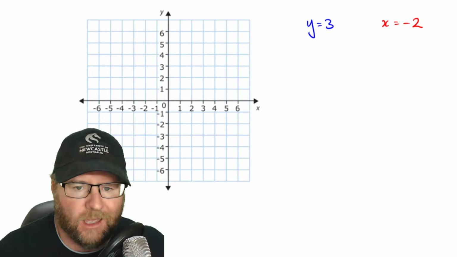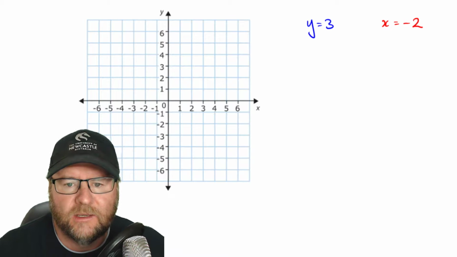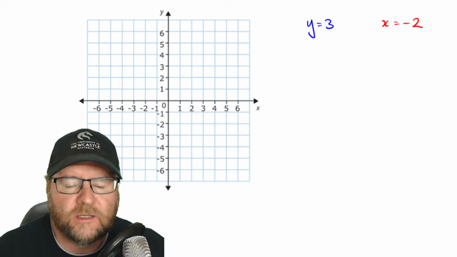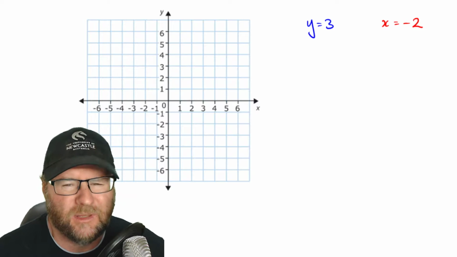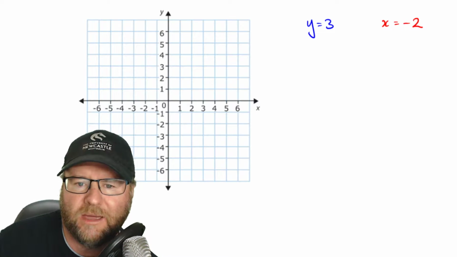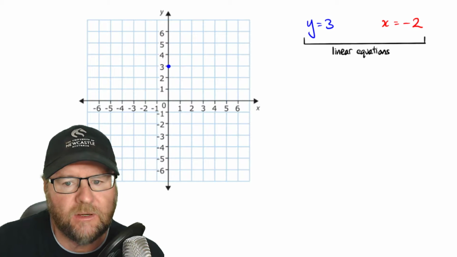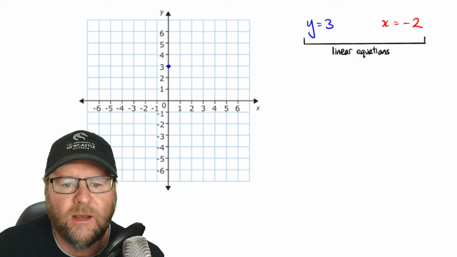There's no x squareds or x cubes. There's only an index of 1, just x on its own, or y on its own. So I know that they're going to graph linear, but they look a bit different. So let's just talk about what they look like when we graph them. They are both linear equations, and I want to have a look at this one here.